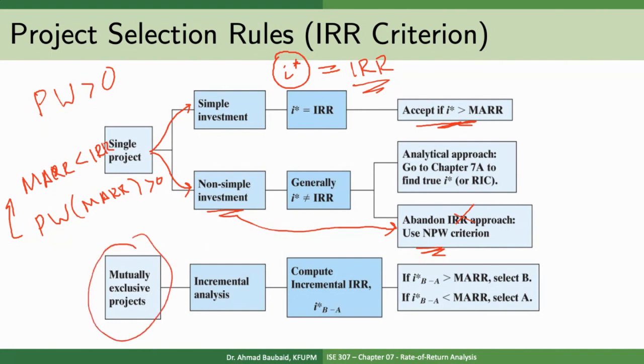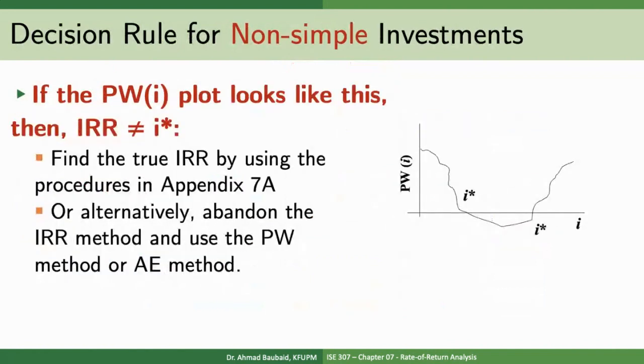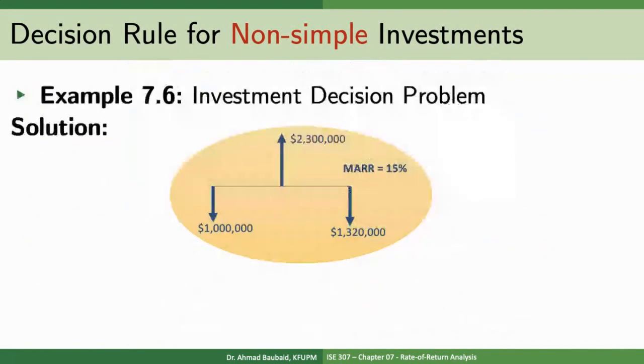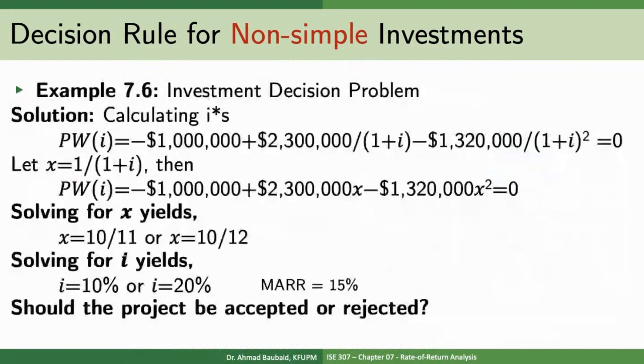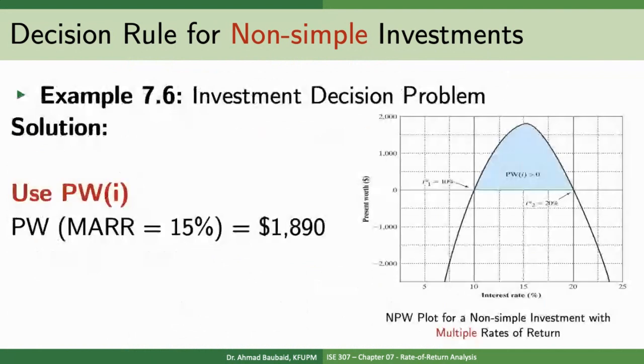So for mutually exclusive projects, which is the second part, we have to do something called incremental analysis. And there I'll just show you later what we need to do. Right, so this is for a single project. So let's go to, right, and this is showing you a problem in action. How do we solve for I?